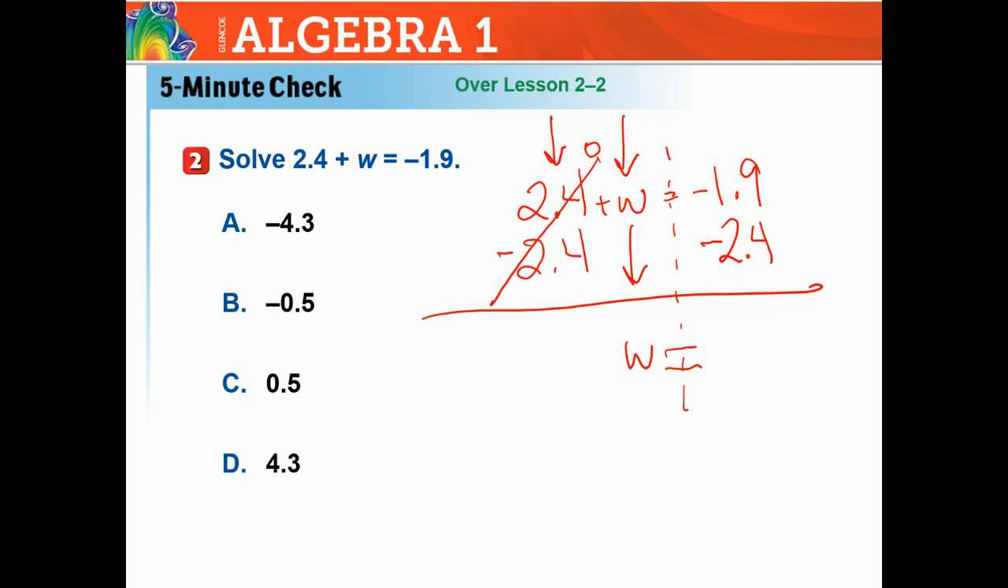And then we have negative 1.9 minus 2.4, which is the same thing as saying plus. We're adding two negative numbers, so our answer is going to be negative. 9 plus 4 gives us 13. Bring up the 1, carry the decimal. We have 2, 3, 4, so we should have negative 4.3.